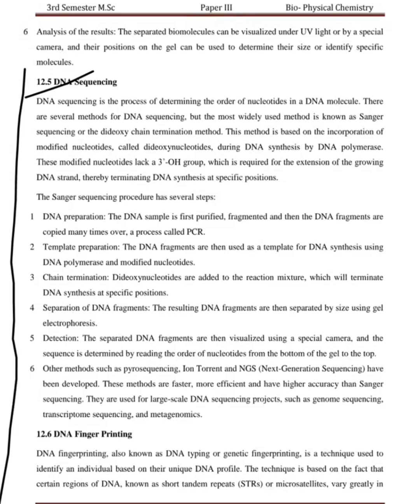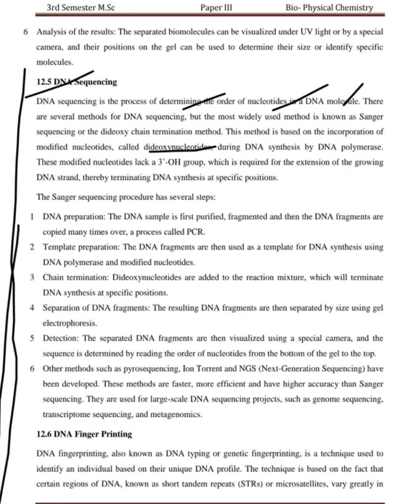DNA sequencing is the process of determining the order of nucleotides in a DNA molecule. So determining the order of nucleotides, meaning the order of the DNA identified, is known as DNA sequencing. It is widely done using Sanger sequencing, or the dideoxy chain termination method. The Sanger sequencing procedure has several steps.